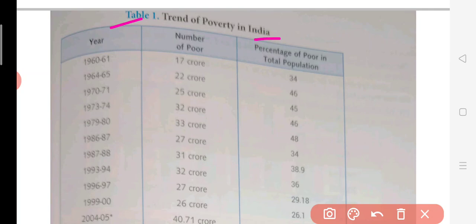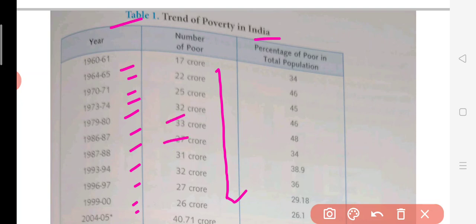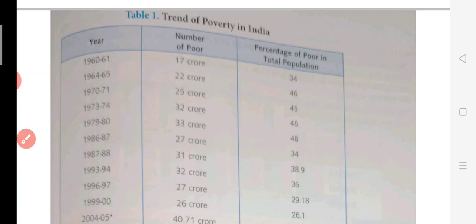So here you can see that the 60, 61, 64, 65, 70, 71, all these years they're counting how many poor people are there in India. Okay, now here we can say that the number of poor people is continuously rising. You can see that till here it was 22, then 25, 32. Now here it is reduced. Here you can say there is a reduction. Then 31 again increase, then a downfall. Then here 26. Now after that what happened?